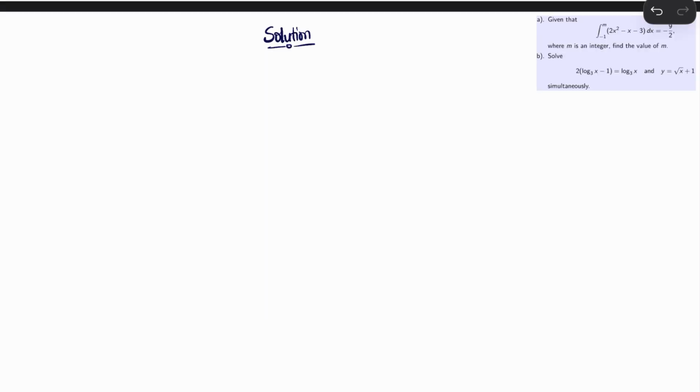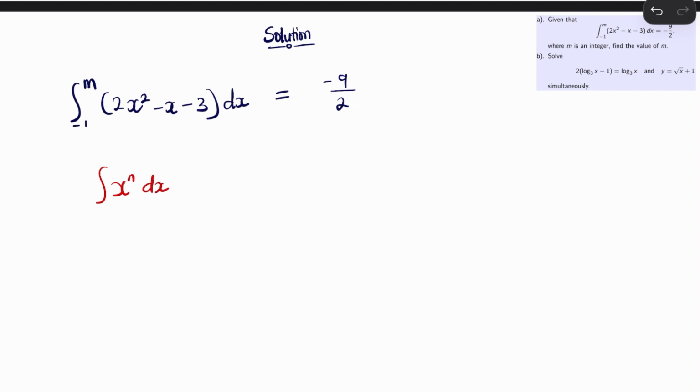Solution. So here we have the integral from -1 to m of 2x² - x - 3 dx is equal to -9/2. To compute the integral of x^n with respect to x, this gives us x^(n+1) over n+1. So you add 1 to the exponent, then you divide by the new exponent, plus a constant c, if the integral is an indefinite integral. We call this rule the power rule.